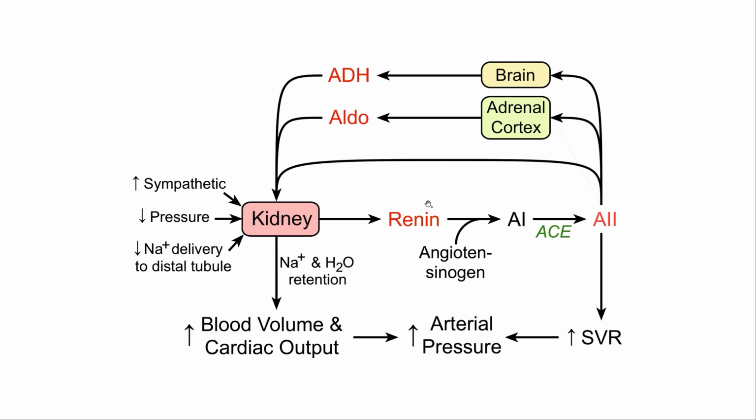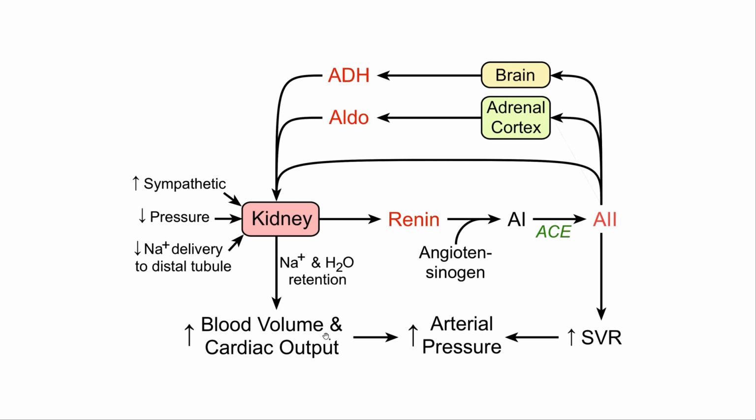So renin is the enzyme that does that cleavage. And then angiotensin 1 circulates to the lungs, where ACE converts it to angiotensin 2, which then causes peripheral vasoconstriction to increase blood pressure, but also goes to the brain and adrenal cortex to cause the release of ADH and aldosterone, which cause fluid retention to increase blood volume.